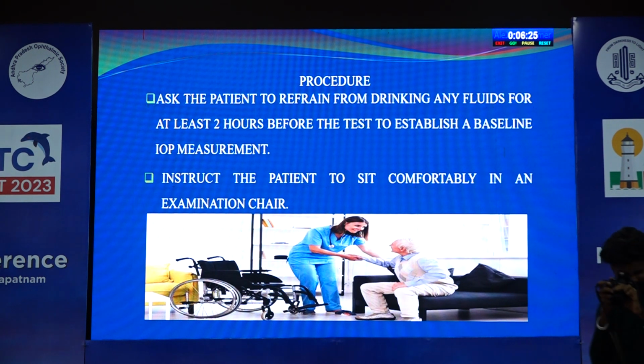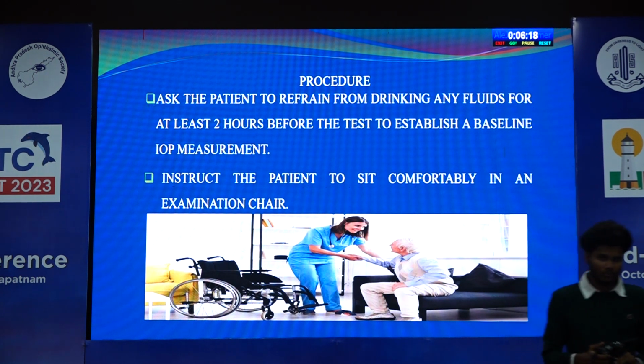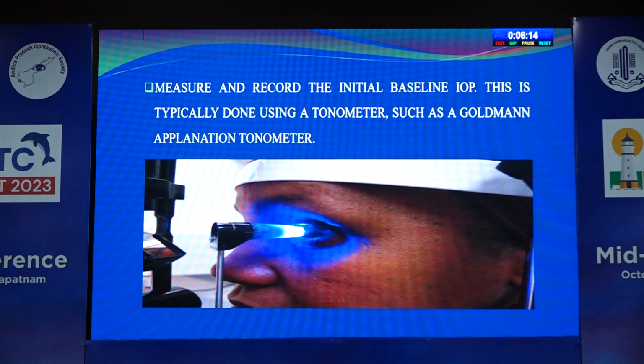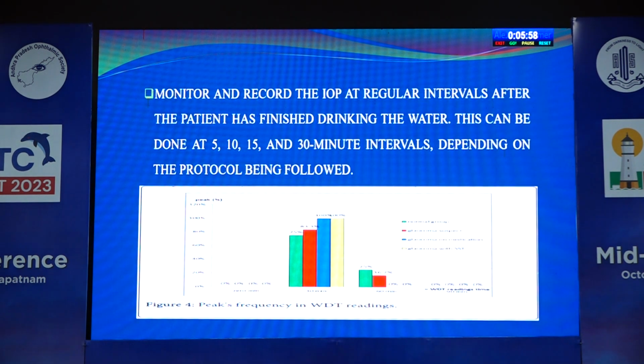We ask the patient to refrain from drinking any fluids for at least 2 hours before the test to establish a baseline IOP measurement. Instruct the patient to sit comfortably in an examination chair. Measure and record the initial baseline IOP. This is typically done using a tonometer such as the Goldmann applanation tonometer. We provide a standardized amount of water, usually 800 ml to 1 liter, to the patient and instruct them to drink it within a specific time frame, usually 5 minutes.